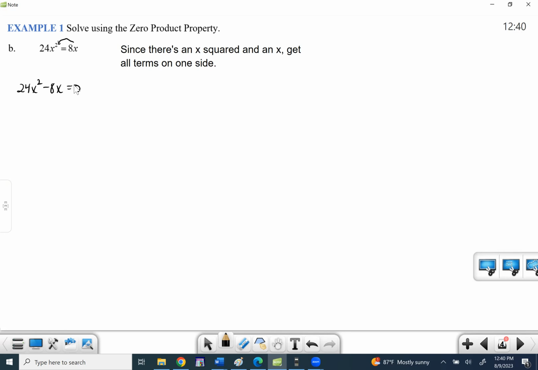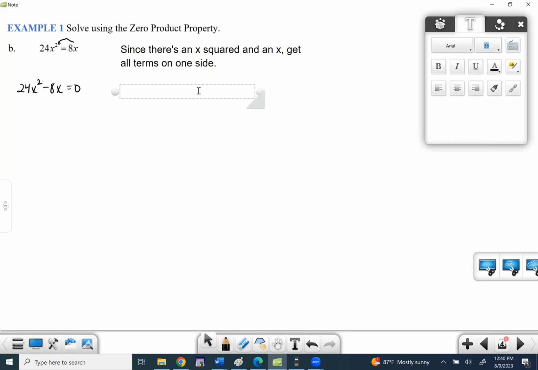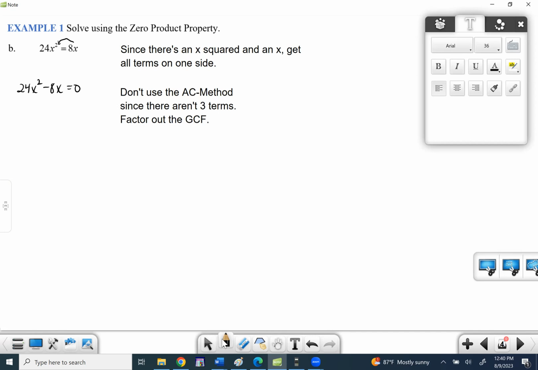All right, now we're going to go ahead and factor out. Now this is not an AC problem since there's not 3 terms, okay? You're only going to use that factoring with the AC if there's 3 terms. Don't use the AC method since there aren't 3 terms. Sorry guys, terrible typer. We're just going to factor out the GCF, the greatest common factor. All right, so looks like 8 goes into both, 8x, right? So we're going to take out an 8x.